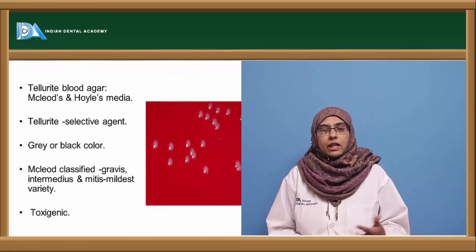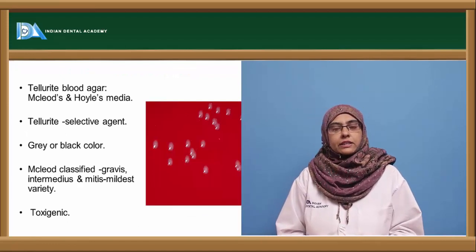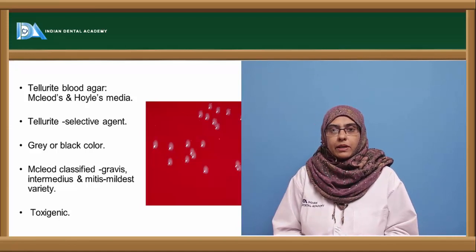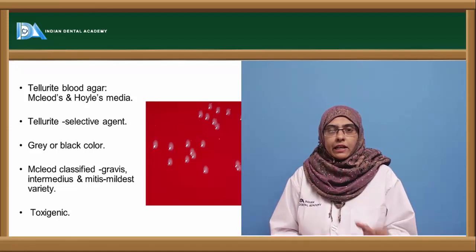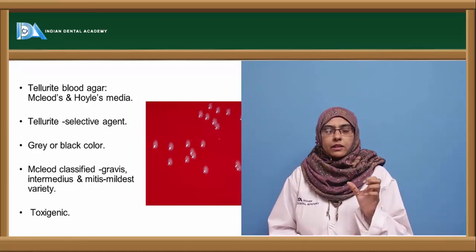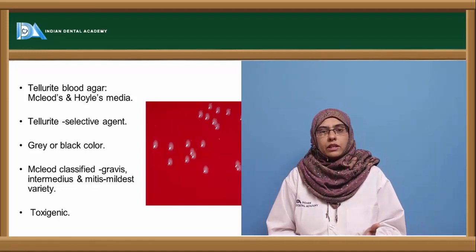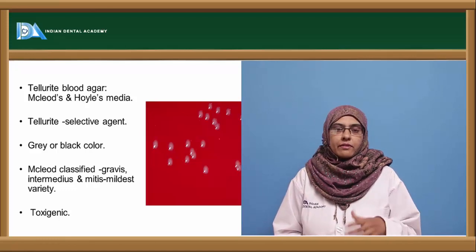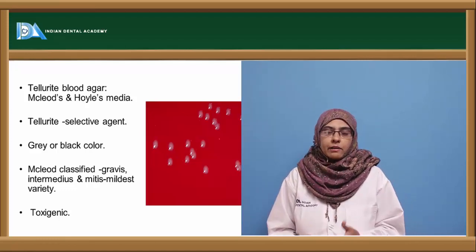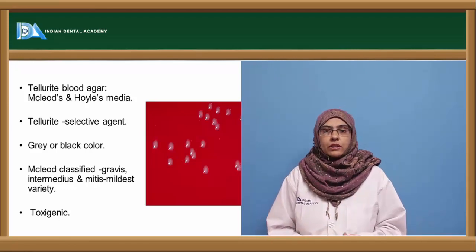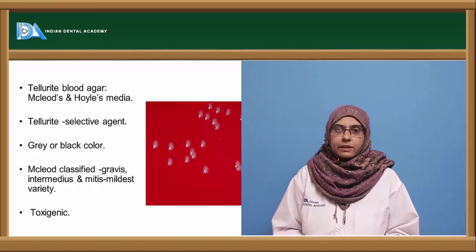And coming to the other media, that is tellurite blood agar. It is a selective media that helps to identify the organisms in the lab by growing them selectively, because tellurite at 0.04% can inhibit the other groups of organisms and allow only the Corynebacterium to grow. So they have been modified. Tellurite blood agar has been modified by different scientists to isolate the organism in the lab. These are called Mcleod's media or Hoyle's media.